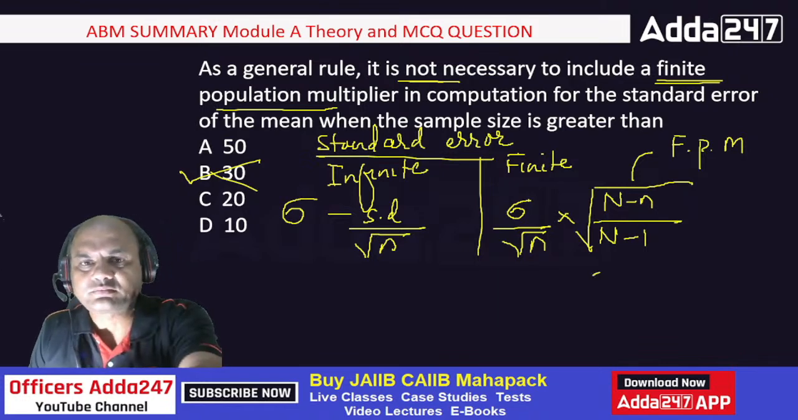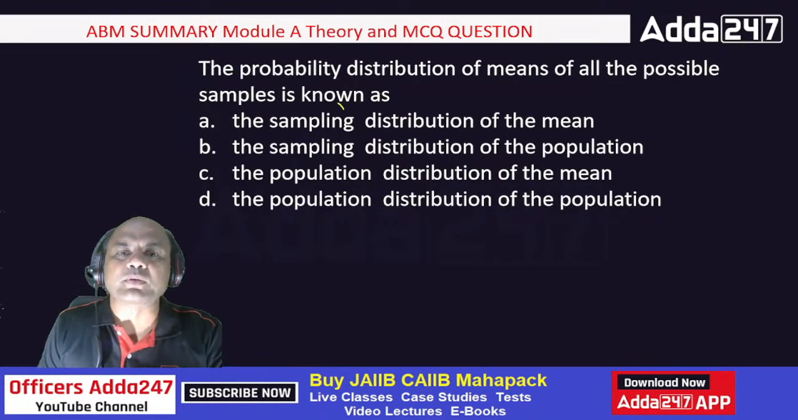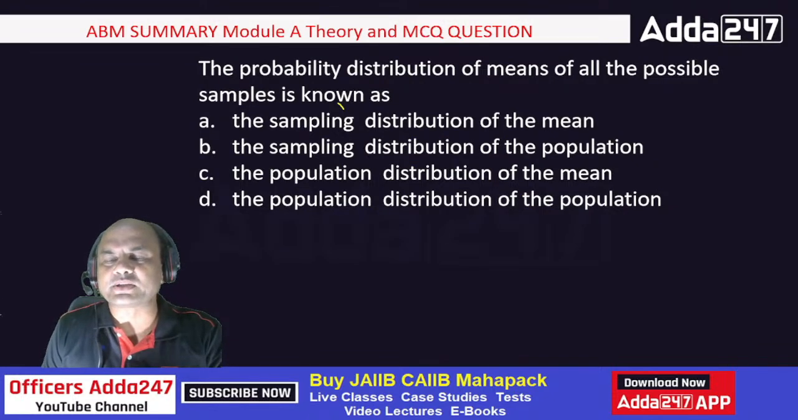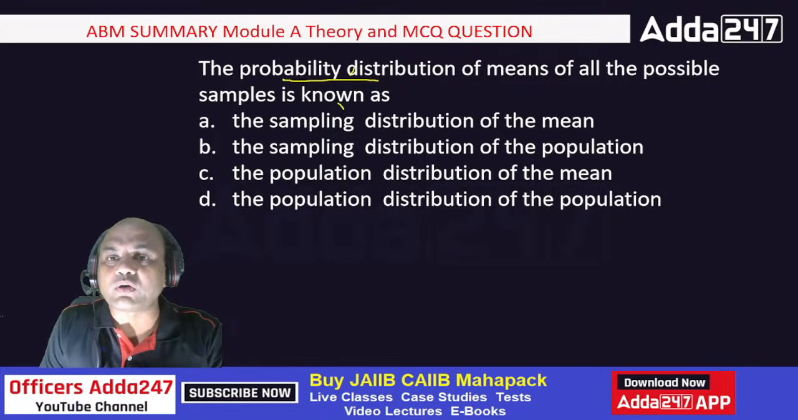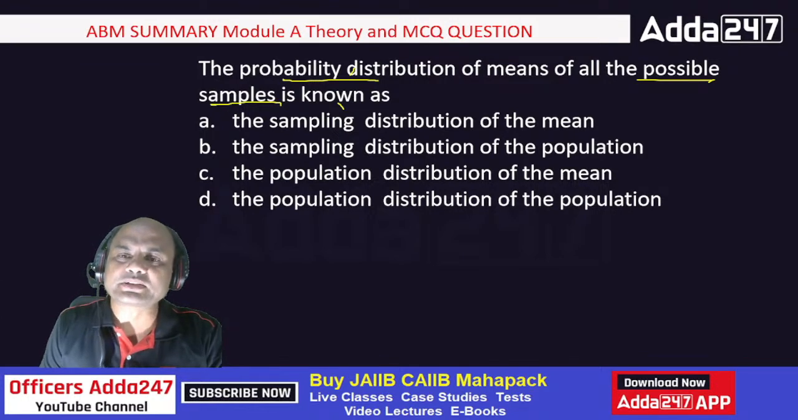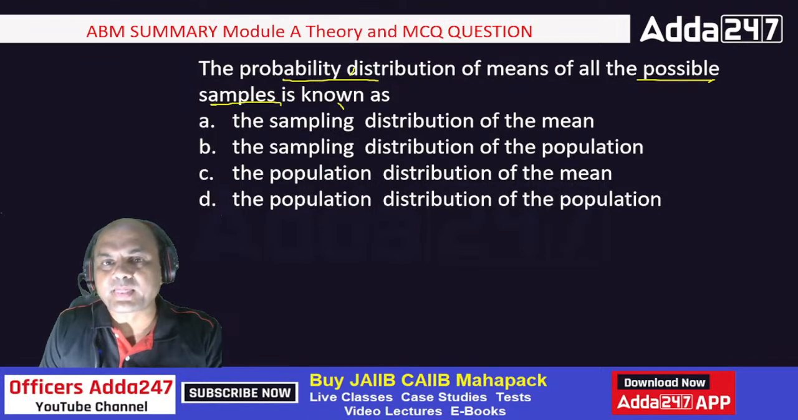So next one: the probability distribution of the means for all the possible samples is known as, now look at this, probability distribution of the means for all the possible samples. So if it is for all the samples, then it is known as what? Sampling distribution of the mean, sampling distribution of the population, population distribution of the mean, population distribution of the population.